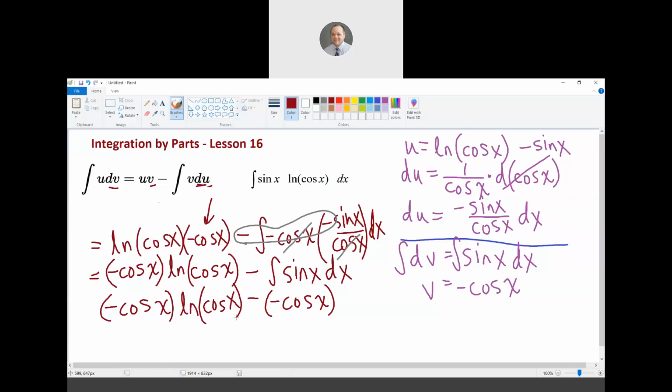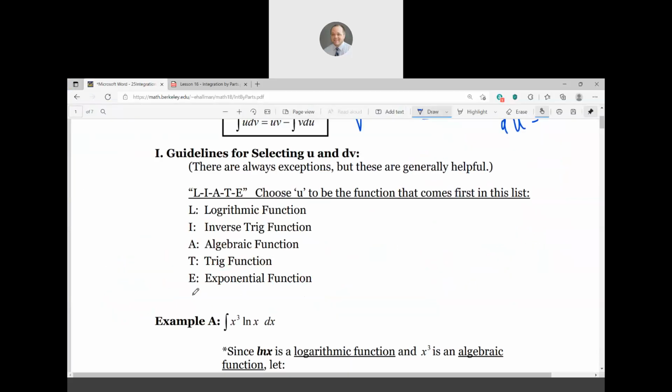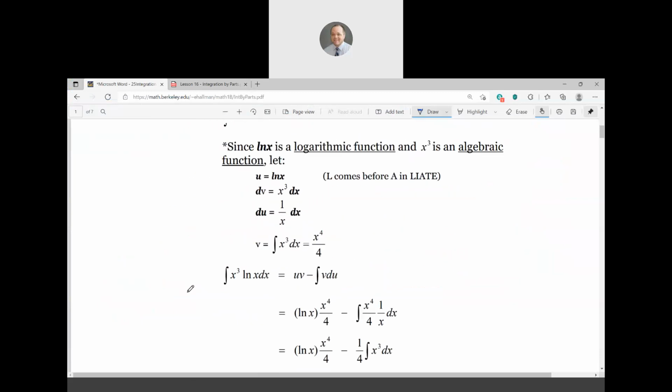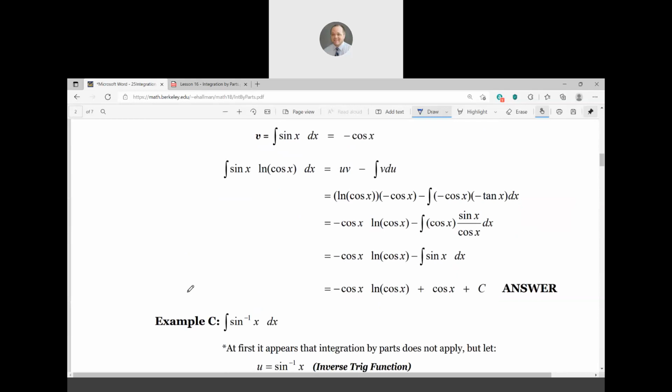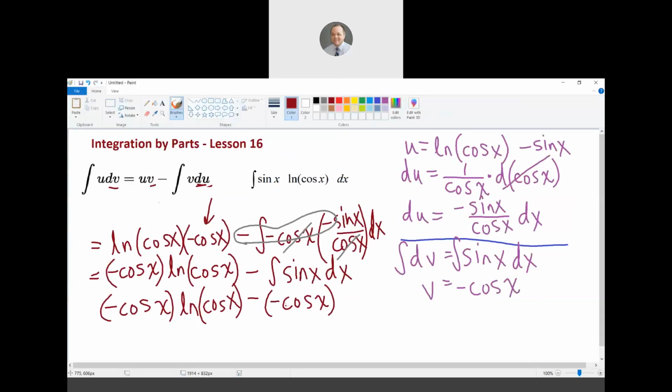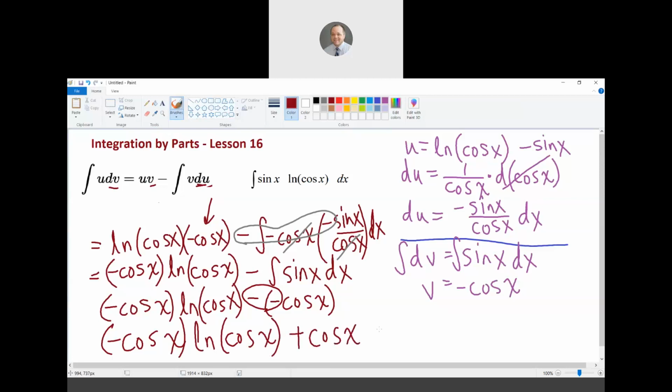And let me see how Berkeley wrote their final answer. Hang on just a minute. Okay, cool. When we change our double negatives here to a positive sign, we get our final answer. Negative cosine x, natural log of cosine x, plus cosine x, and don't forget your plus c.